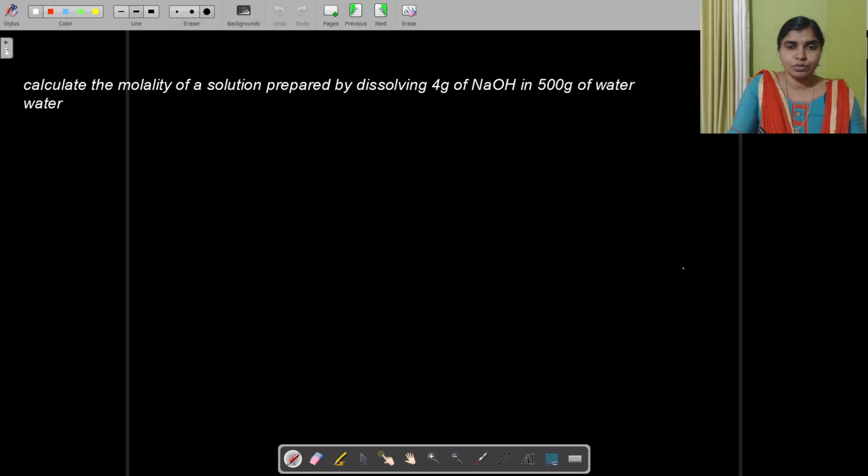Then go through another question: calculate the molality of a solution that is prepared by dissolving 4 grams of sodium hydroxide in 500 grams of water. Again, we have to find out the number of moles of sodium hydroxide first. The number of moles of sodium hydroxide is equivalent to 4 divided by 40, the molar mass. Mass divided by molar mass is equivalent to 0.1.